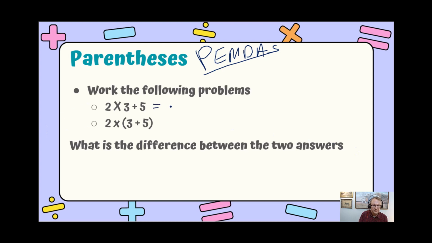The first one is we do 2 times 3 to get 6. And then we're going to add 5. So if you have $6 and later on you get 5, you have 11. So the answer for the first one is 11.